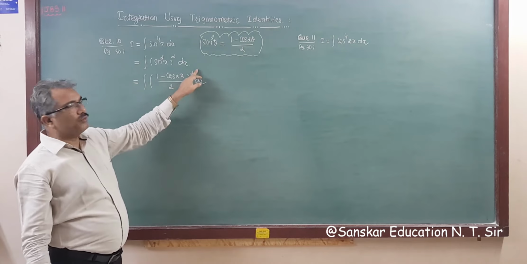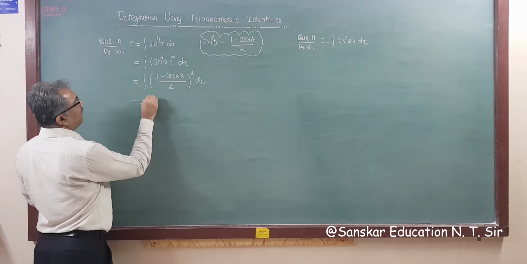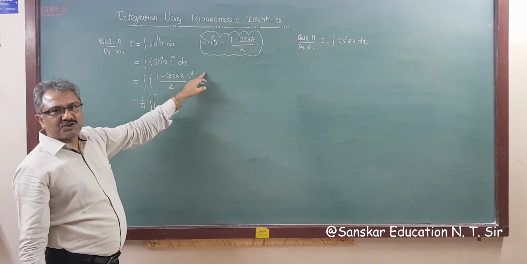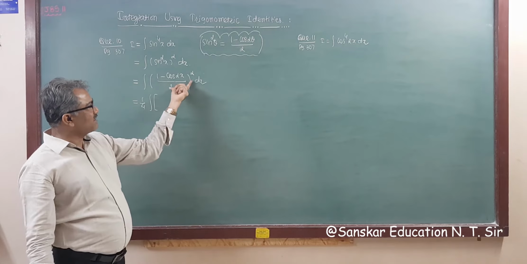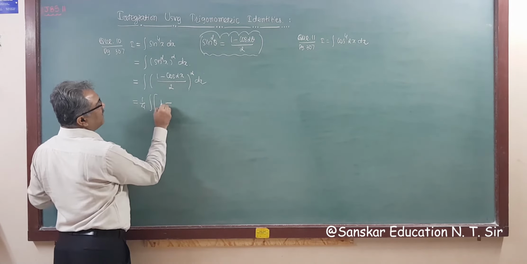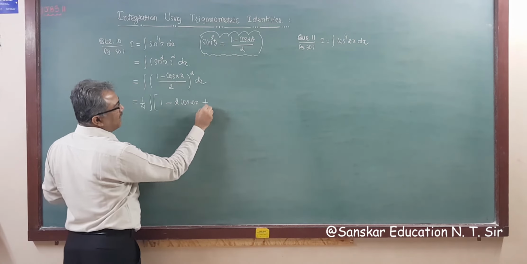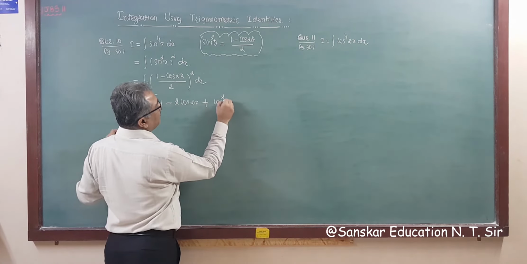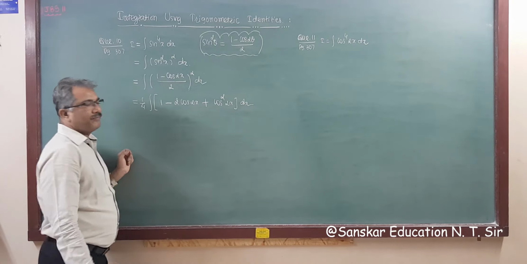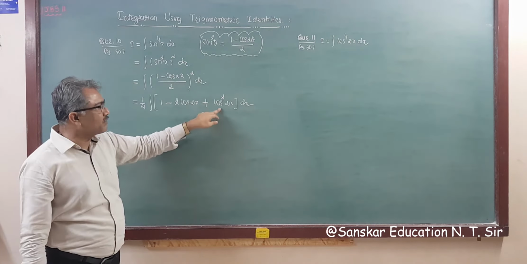So 1 upon 2 square, that is 1 upon 4. So this is 1 upon 4 integration. Now expanding (a minus b) whole square, because we square these 2, writing 4 here. So 1 minus middle term 2 cos twice x plus cos square twice x dx. Now you can integrate this, but here is also a power.